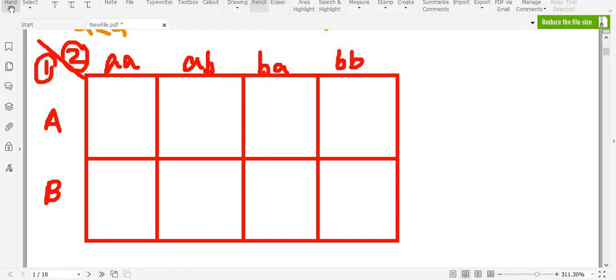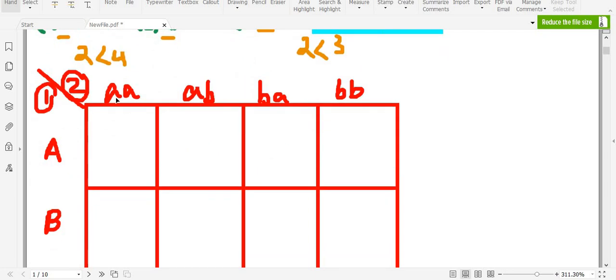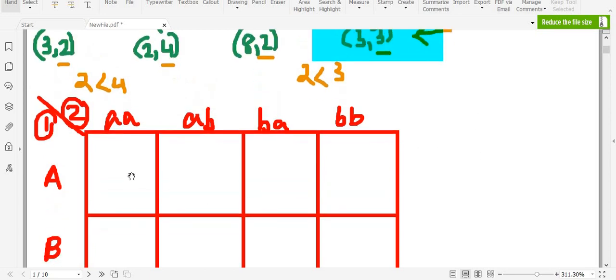Now what does small a mean? Small a means if player 1 chooses capital A, player 2 will choose small a. If player 1 chooses capital B, then also player 2 will choose small a. That is, whatever player 1 chooses, player 2 will always choose small a. So two A's means whatever player 1 chooses, player 2 will always choose small a. That is what small a means.